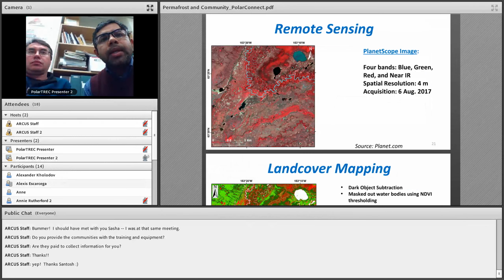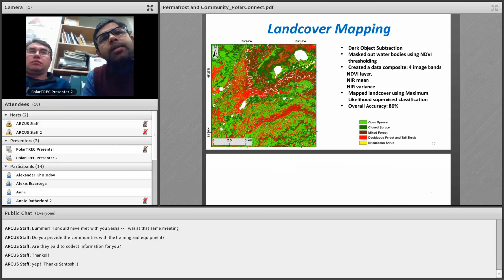The first thing we need is a land cover map for the study area, and this is a PlanetScope image. The PlanetScope scenes have 4 bands: blue, green, red, and near-infrared. We are using a scene from 6 August 2017 for land cover mapping, and the pixel size is about 4 meters. From that PlanetScope scene, we created a land cover map using the 5 land cover classes that I showed in the table. You can see the legend there with the colors. The open spruce is the most dominant land cover type, about 38% of the area. We did an accuracy analysis of this land cover map, and it comes out about 86% accurate based on the ground data that we have.